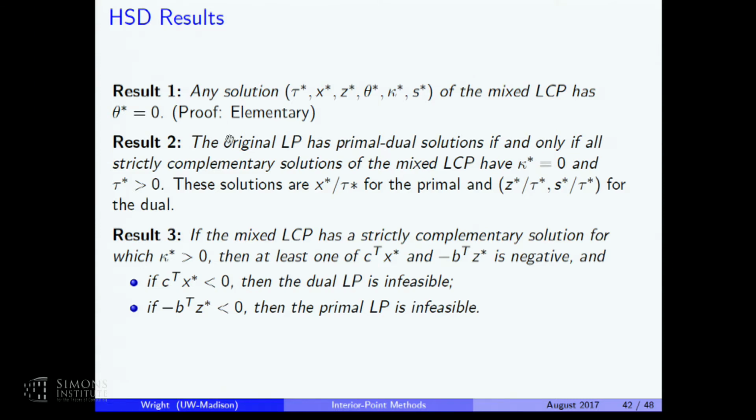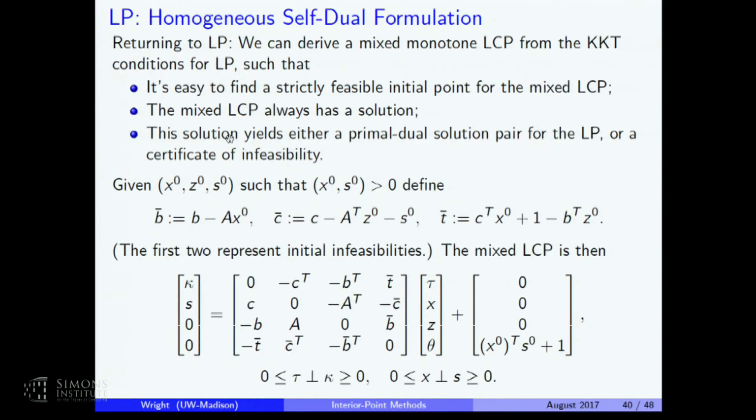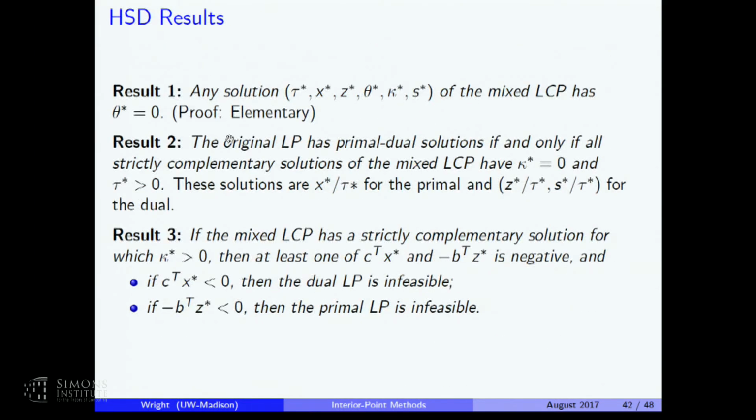Okay? If, on the other hand, there is a strictly complementary solution for which the kappa is positive, then you get these infeasibility certificates. So if the kappa is positive, at least one of C transpose X and B transpose Z is negative. That follows from the relationship involving kappa. If I multiply out the first row here, you can show that at least one of those 2 things will need to be negative. And if the C transpose X star is negative, that means that the dual LP is infeasible.